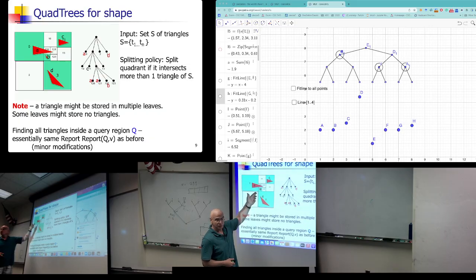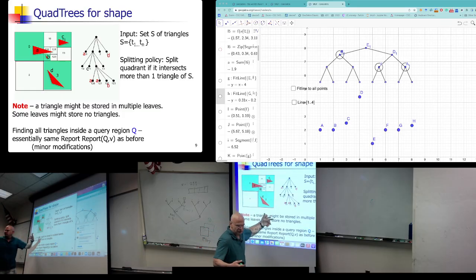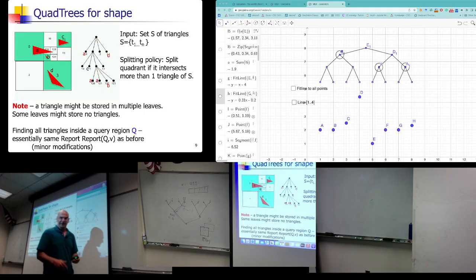I can change it to: split it if you are intersecting two edges, and I don't care from which triangles. Or if you are containing a vertex of a triangle, cut it. Whichever you want, so you'll have a simple policy.